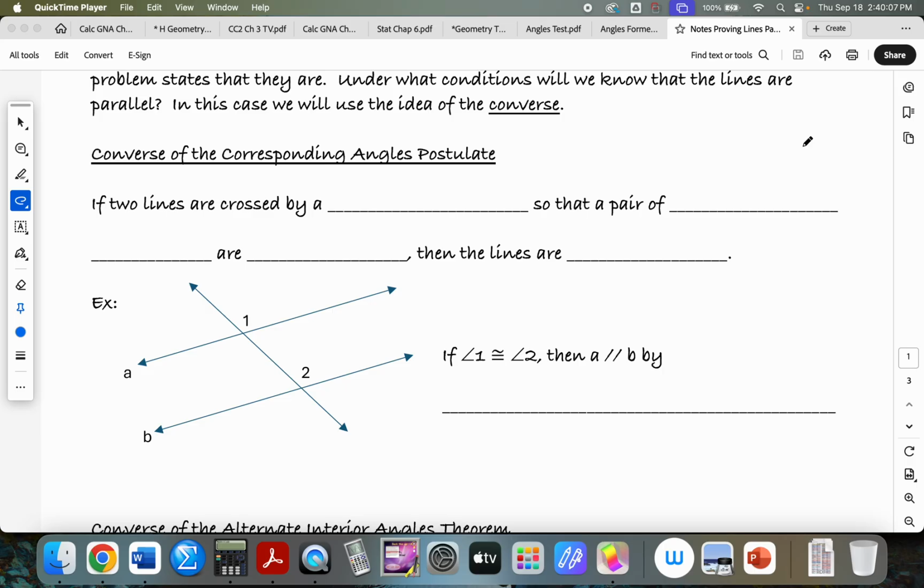They have lines. Transversal. All right, stop. No. We're not doing this. Okay? We're using the converse, which is switching the order.